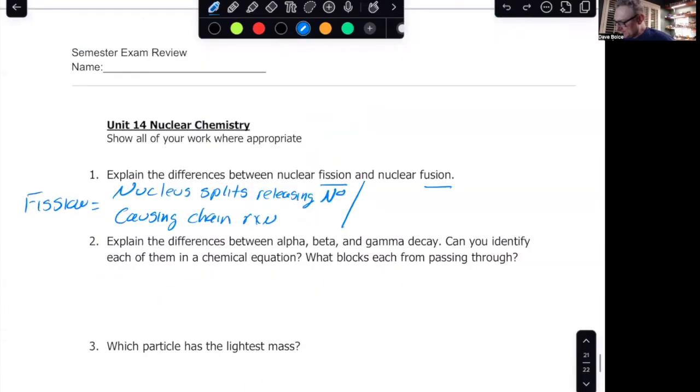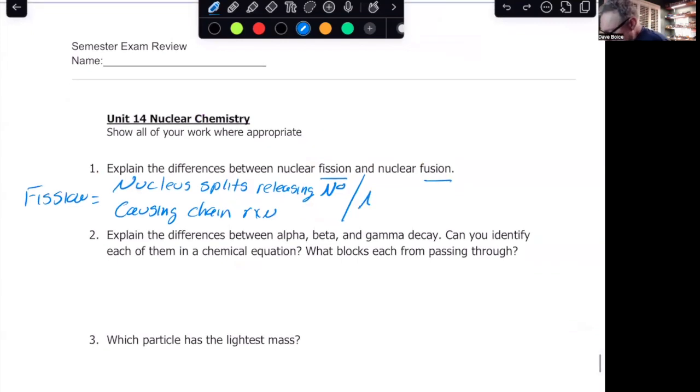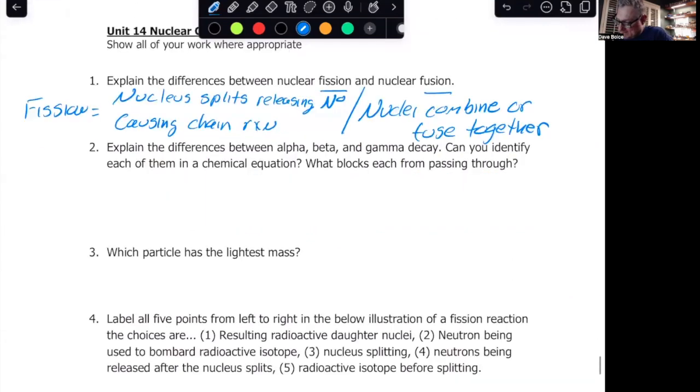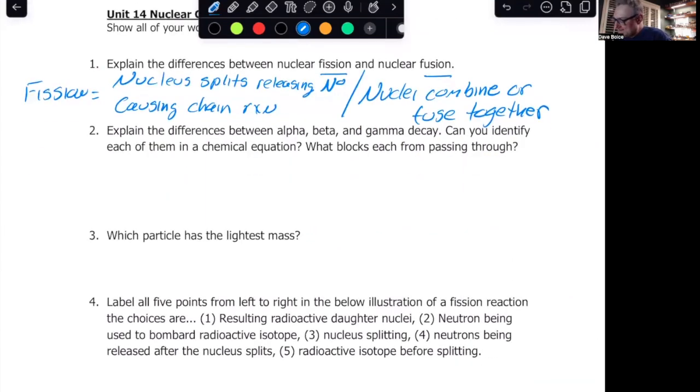Okay. Fusion. This is much more powerful of one. So fusion, what happens is nuclei combine or fuse together. And this is basically what's powering the sun is you have lighter elements, protons combining to form heavier elements. Okay, so alpha, beta, and gamma decay.